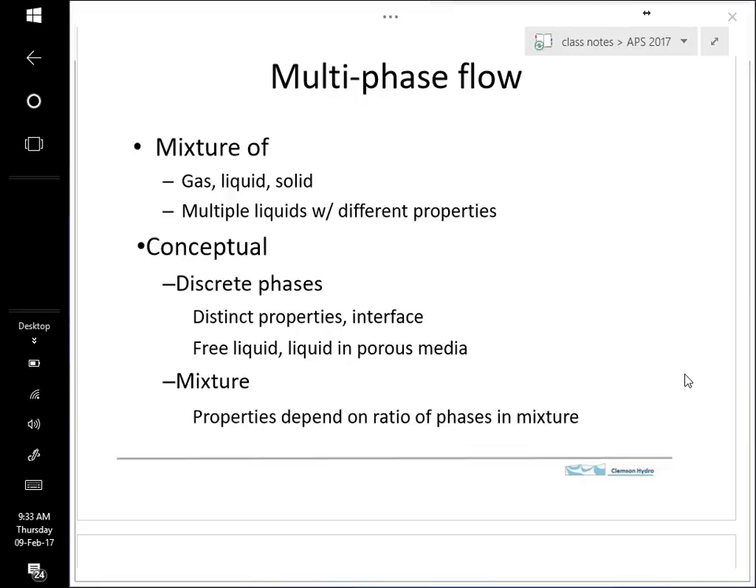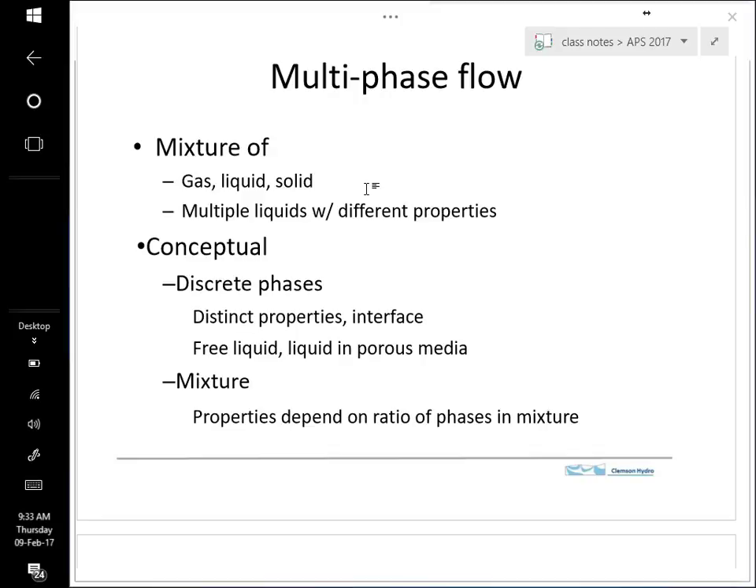Chemical reactions and so on. So the multiphase flow, this will include fluid flow where we have multiple different phases that have different properties. Conceptually, we can have mixtures of gas, liquids, and solids, or potentially also multiple liquids that are immiscible.